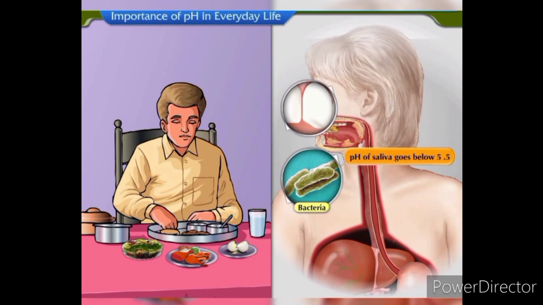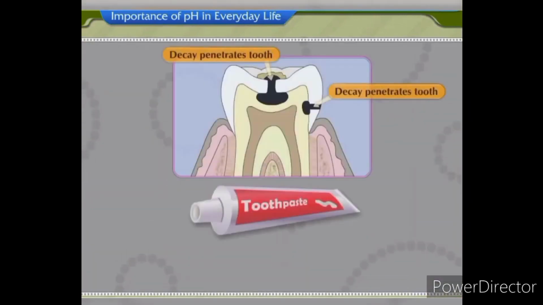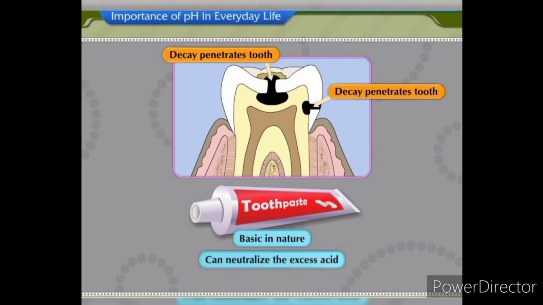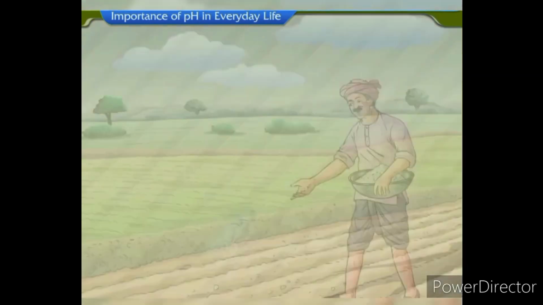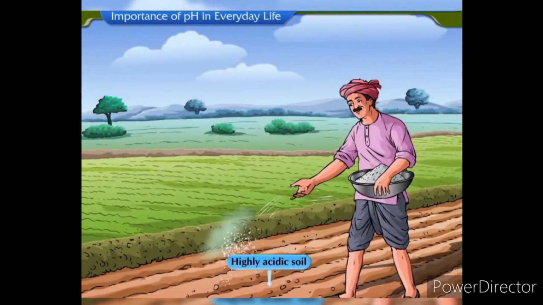Although our tooth enamel is made of a hard substance called calcium phosphate, a highly acidic pH can cause tooth decay. Using a toothpaste, which is usually basic in nature, for cleaning the teeth can neutralize the excess acid and prevent tooth decay. We have discussed that highly acidic soils affect plant growth.